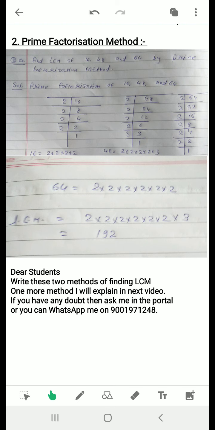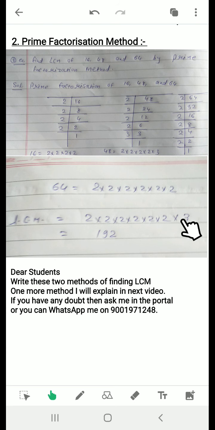Okay. How are we writing? Here 2 is coming for 4 times. In the 48, 2 is coming 4 times. In 64, 2 is coming for 6 times. So I will write 2 for 6 times. In 16, 3 is for 0 times. In 48, 3 is for 1 time. And in 64, 3 is for 0 times. So 3 is coming a maximum of 1 time. So we will write 3 for 1 time. And now no other digit is coming. So over. Now what we need to do?